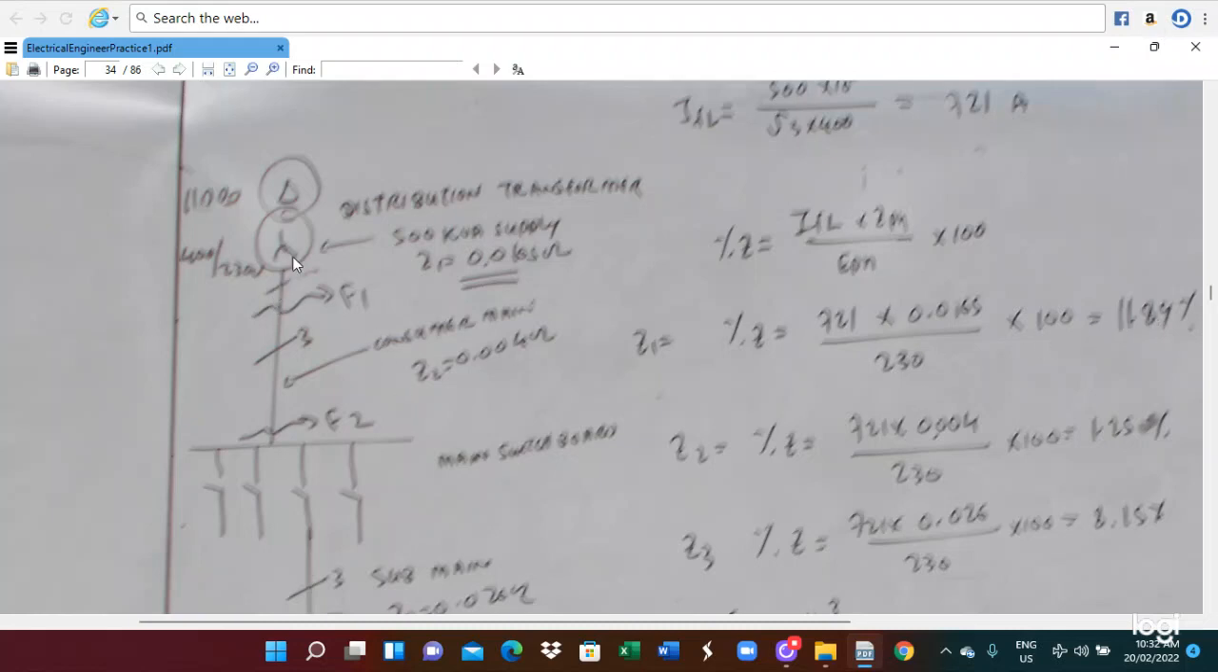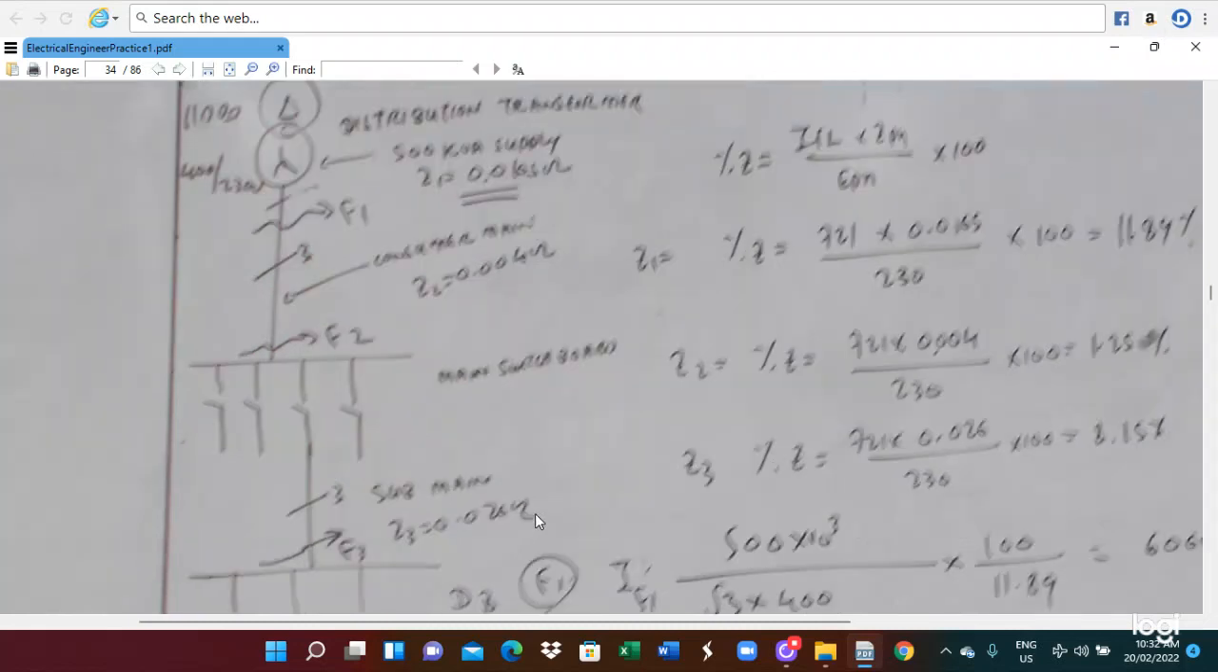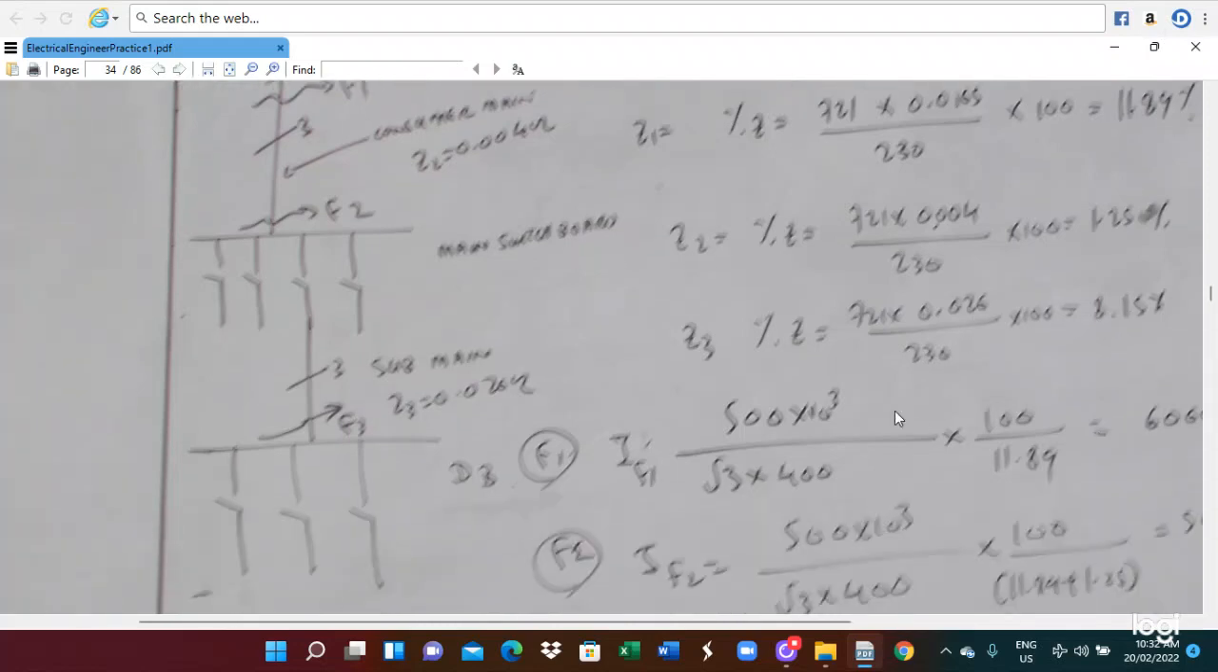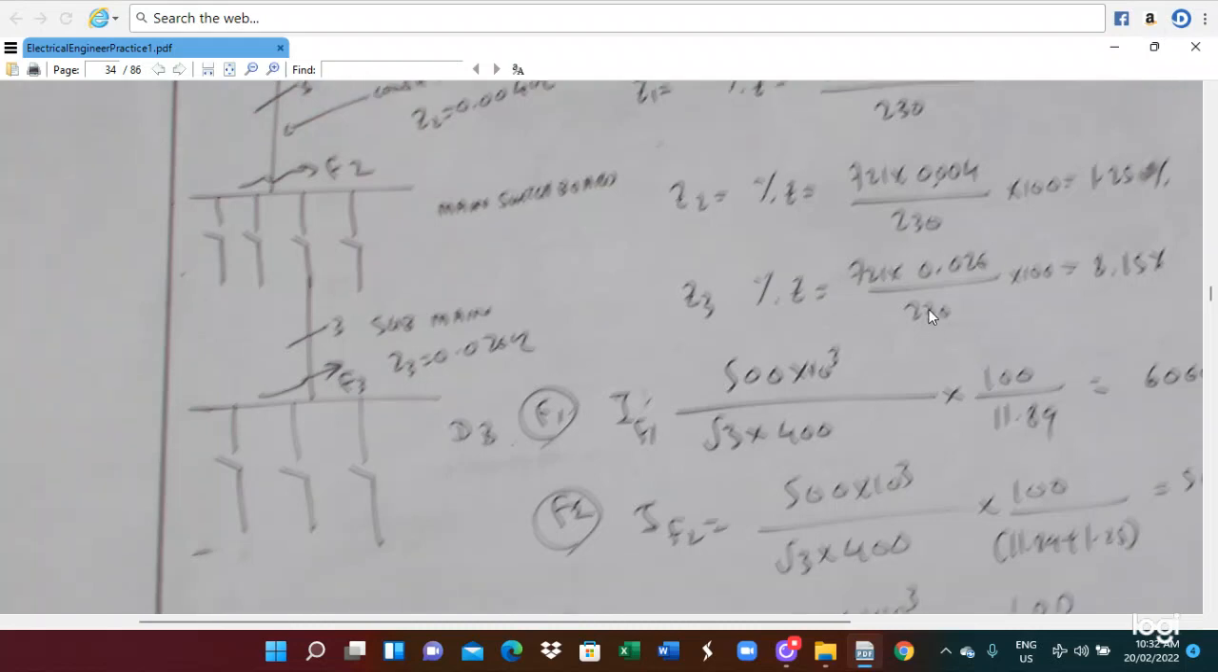Similarly, this percentage impedance is also calculated. So this line current is 721, this impedance 0.004, divided by the 230 line phase voltage and 100. Also, this percentage impedance has to be calculated. In this case, the line current is the phase current 721, and here is 0.036 into 721 into 100, so you get it calculated. So this is the way we calculate the percentage impedance.